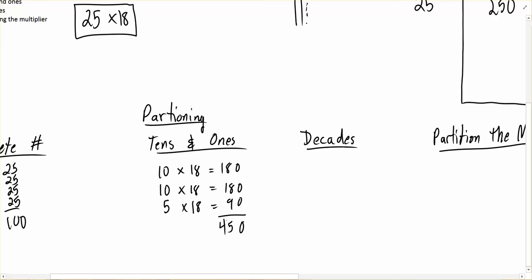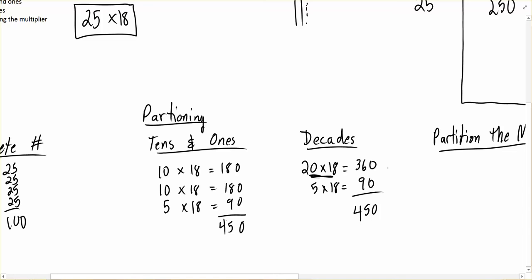Partitioning by decades is similar, except that we don't have to split out into all the individual tens. So instead of saying 10 times 18, 10 times 18, and 5 times 18, some students are comfortable doing 20 times 18 and 5 times 18. So you can see this is a little bit more sophisticated strategy. They have to be comfortable doing a little bit more there, but it gets us to the same place.